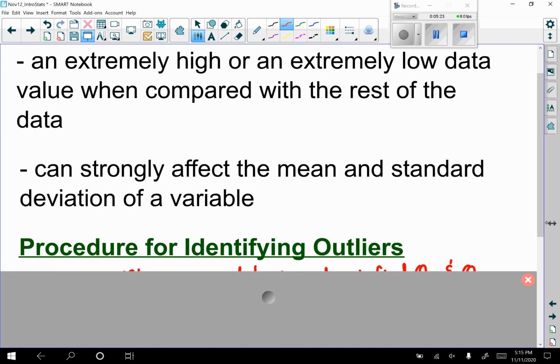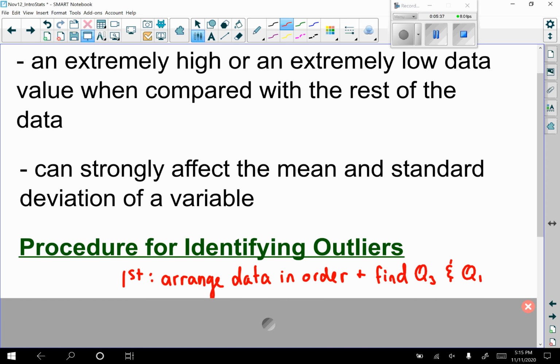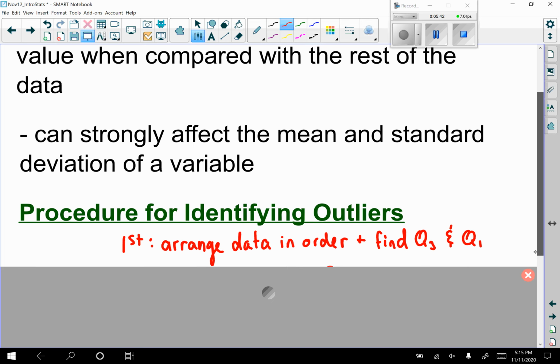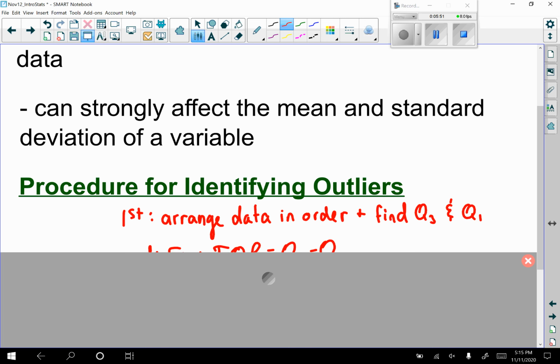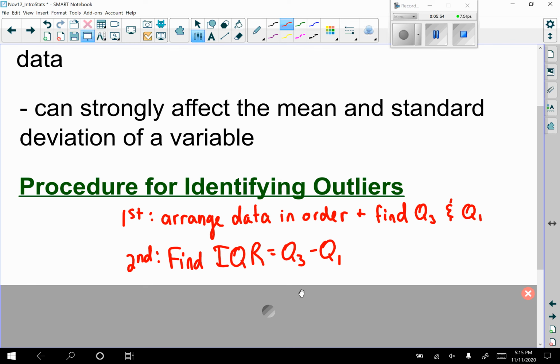So there's a little bit of a process for identifying outliers. All right, the first step is we have to arrange our data in order if it's not already. And we need to use the interquartile range. So you want to go ahead and make sure that you find all of these values. So first we arrange our data in order and we find our third and first quartiles. We use that to find our interquartile range.